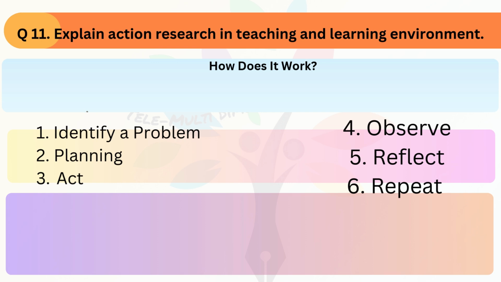And the third step is acting. The teacher implements the plan in the classroom, making the changes or trying new methods. And the fourth is observation. The teacher watches closely to see how the changes are affecting the students' learning and behavior. The fifth step is to reflect. The teacher reviews the result, thinking about what worked and what didn't. And repeating. Based on reflections and the results, the teacher adjusts the approach and starts the cycle again, continuously improving teaching methods.